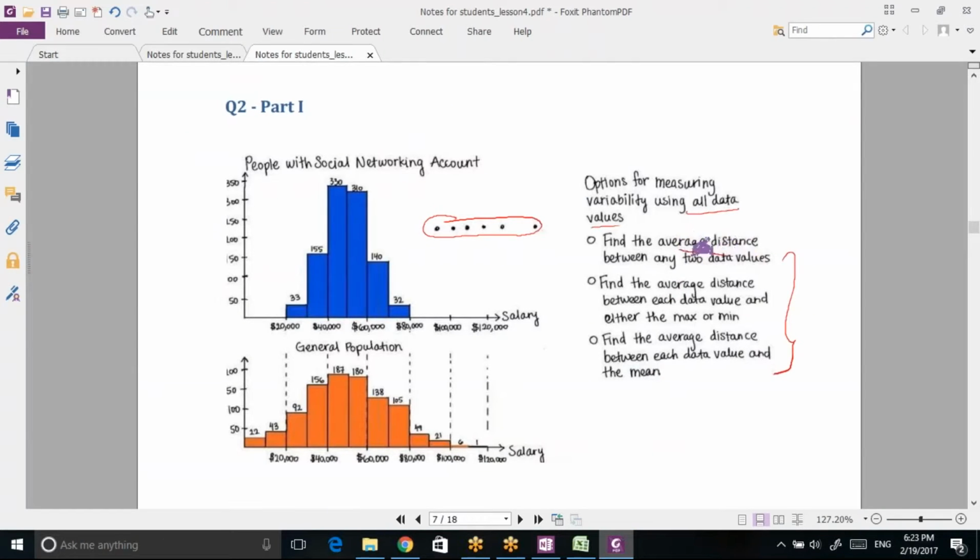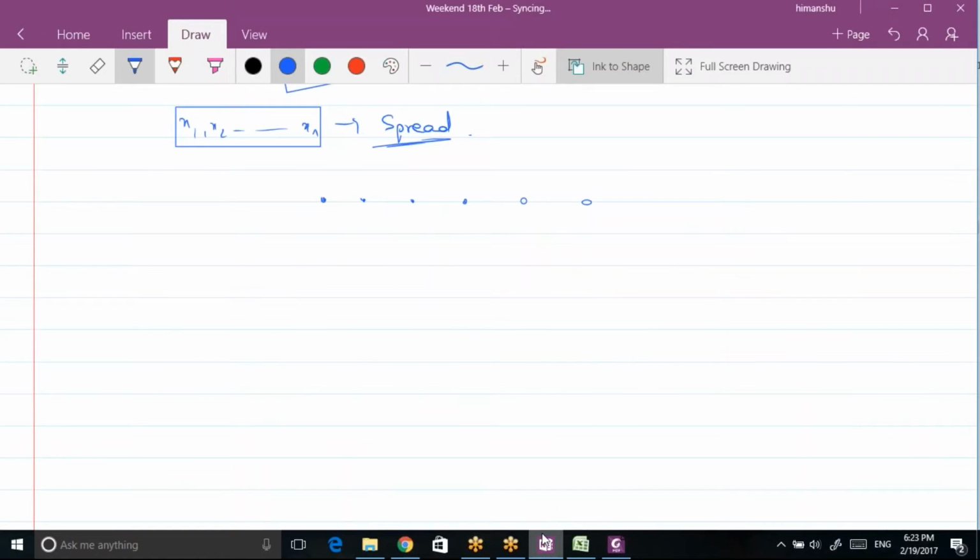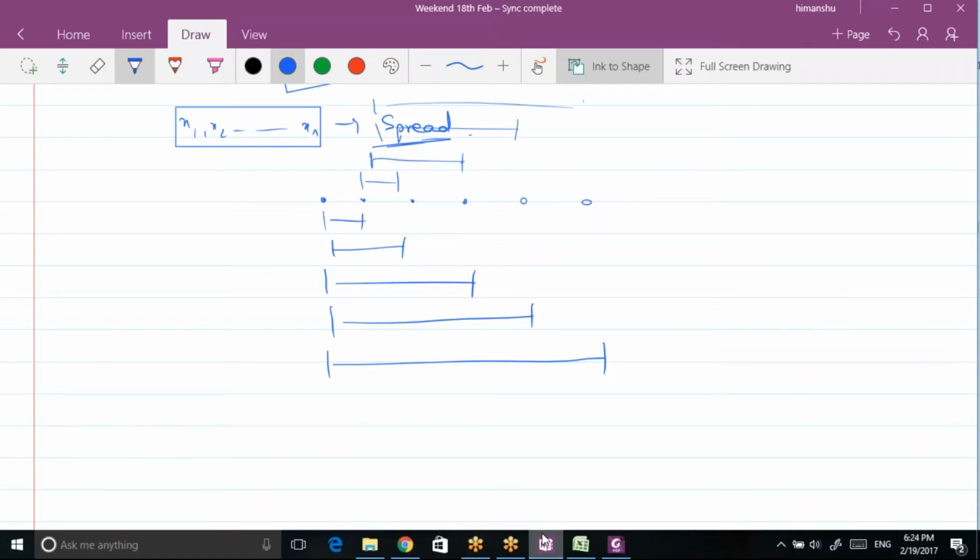Find the average distance between any two values. Any two values, like this one, this one, this one, this one, this one. There's only one set, then this, this, this, and many more. So find out the distance between any two values and then take the average. Okay, that's the first suggestion.